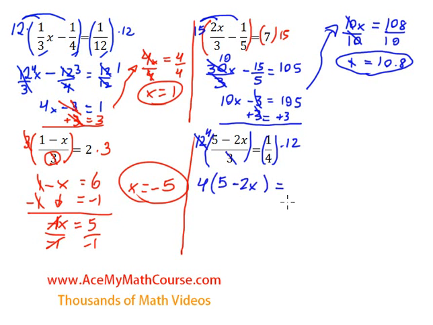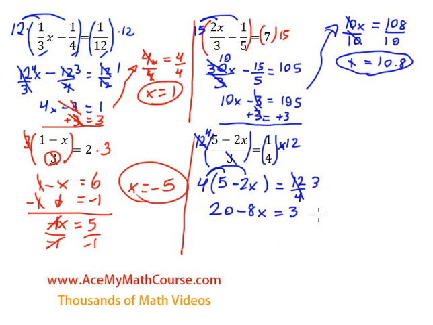And that's going to be equal to 1/4 times 12. That's not a minus, by the way. Just times, actually. So 1 times 12 is 12. 12 divided by 4 is just 3. Now I can just expand the 4. 4 times 5, 20. 4 times negative 2 is negative 8. So we end up with 20 minus 8x is equal to 3.